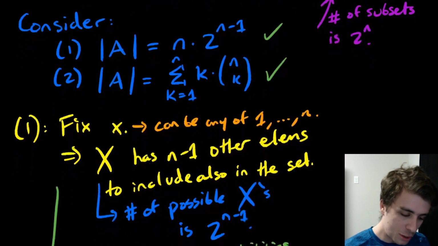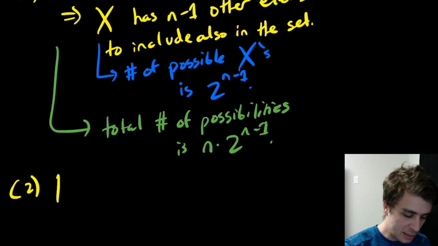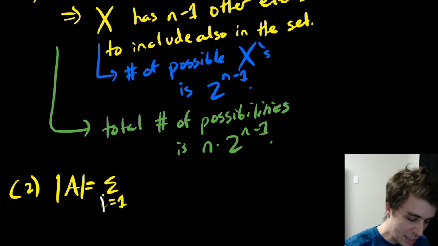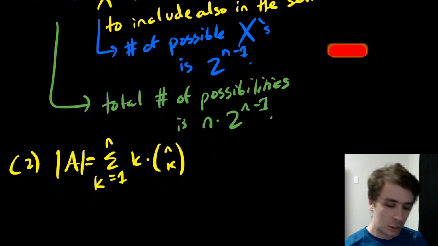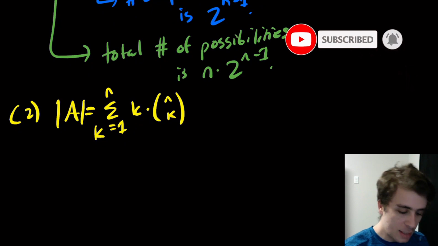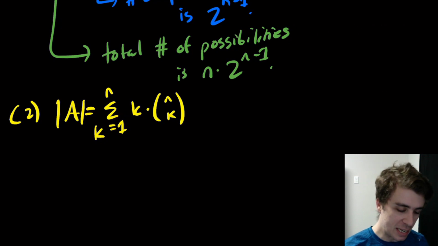Okay, so let's actually think about the other one, the second statement, which is that the size of A is the sum from k equal to 1. I should keep the variable names the same. So it's k times n choose k. Okay, so why does this work? And it's actually kind of important that the sum here starts at 1 and not 0. And we'll see why in a sec.